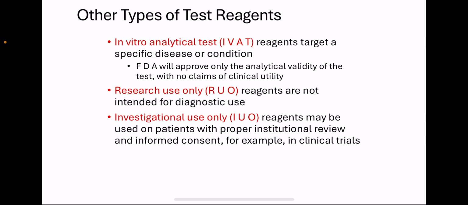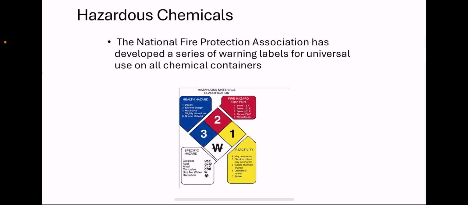And then stuff that we had to learn at Luminex is there's in vitro analytical testing, there's research use only reagents, and then there's investigational use only reagents. In vitro is what we're going to be working with. So this is stuff where it's been regulated. It's been reviewed by like the FDA to be supposedly safe for human testing. Of course, there's different hazardous chemicals.